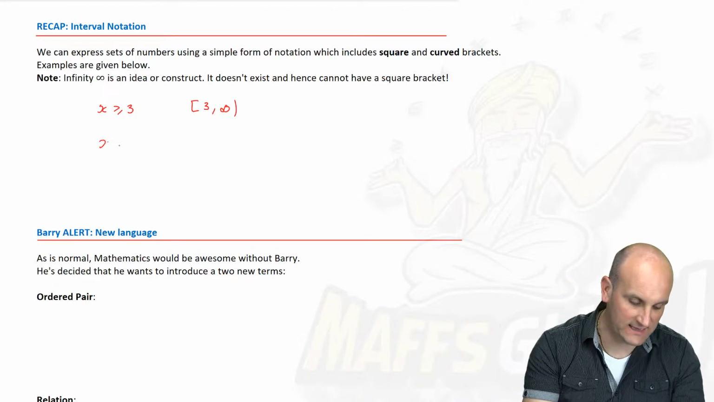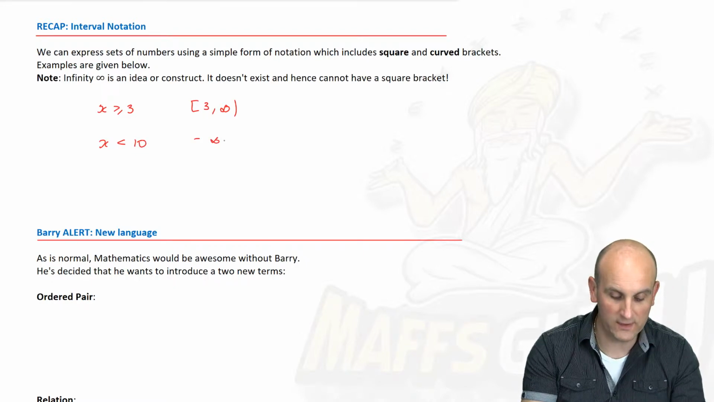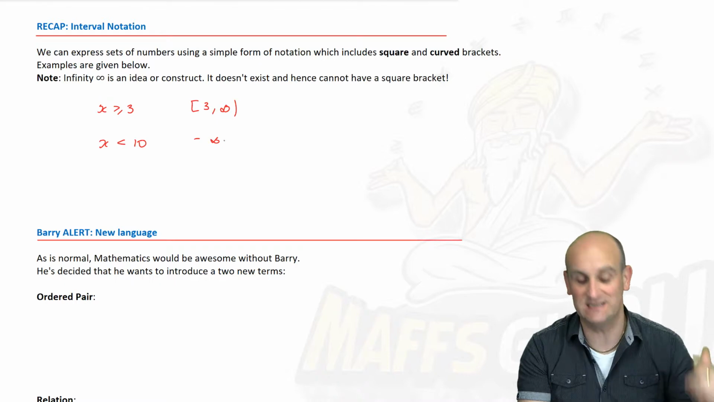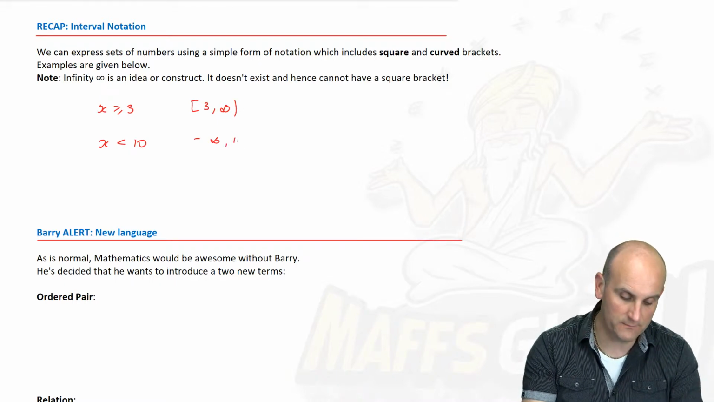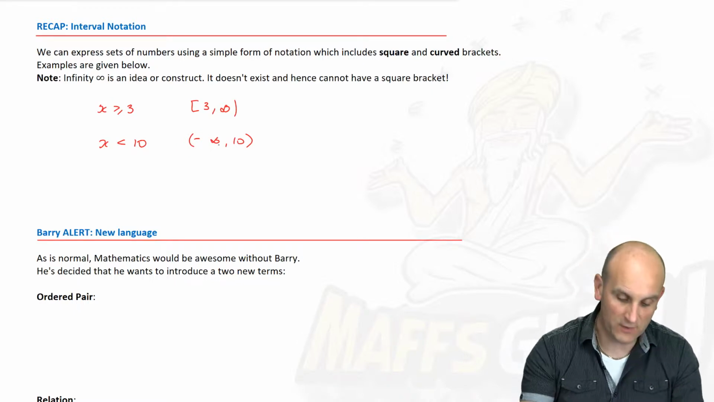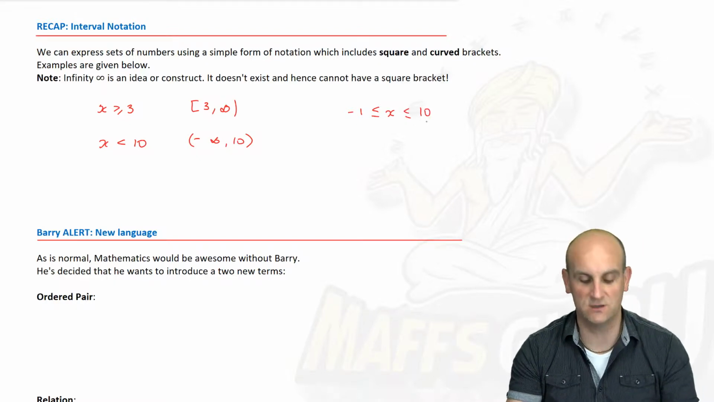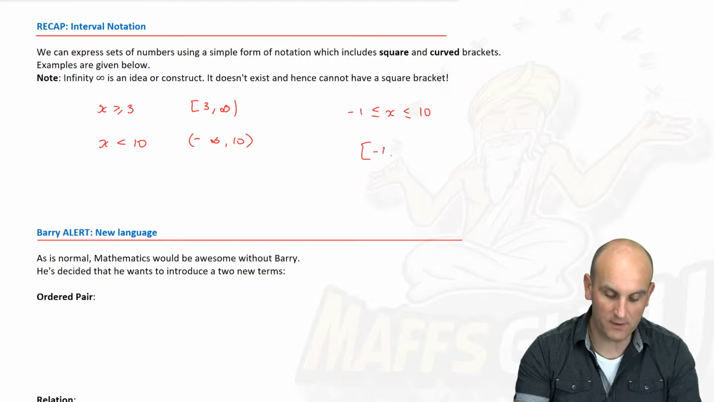What about if I had x is less than 10, for example? Well, in that situation, I would go all the way down to minus infinity, because minus infinity is definitely less than 10, up to 10. Is it including 10? No, it's a curved bracket, and minus infinity is a curved bracket as well. If I wanted the numbers between minus 1 and 10, and let's do both of those with the equal signs, then there would be a square bracket, minus 1, comma 10, with a square bracket.